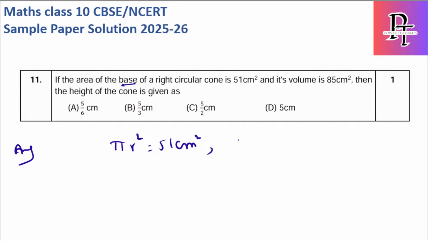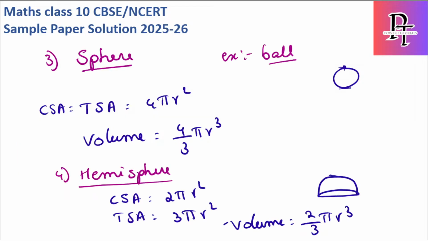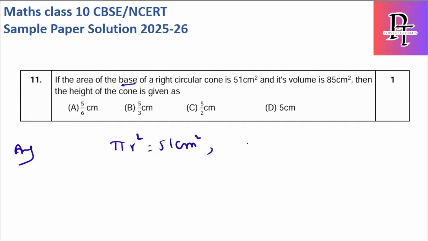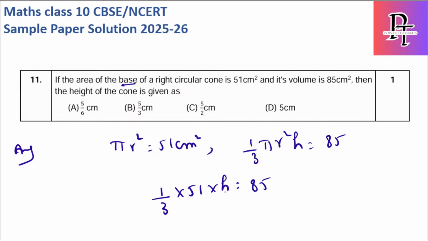They have mentioned the volume. What is the volume of a cone? I'll just show the formula again. Volume of cone is 1 by 3 pi r square h. So let's apply this formula. The volume they have provided is 85. So simply substitute pi r square as 51. So this becomes 1 by 3 into 51 into h equals 85. Simply divide by 3: 3 ones are 3, 3 sevens are 21, so 17, and 17 fives are 85. So the height is nothing but 5 centimeters.